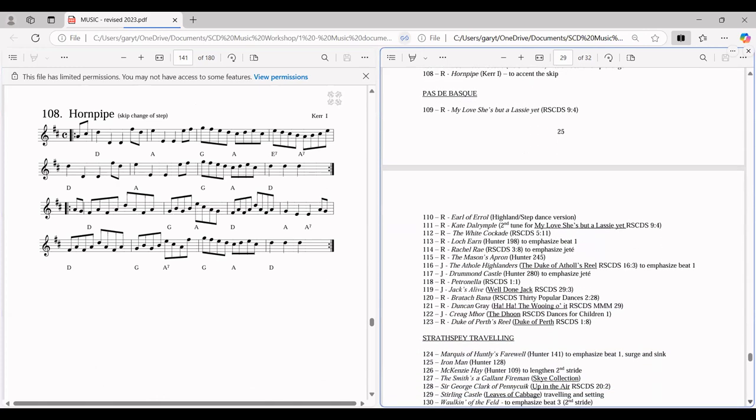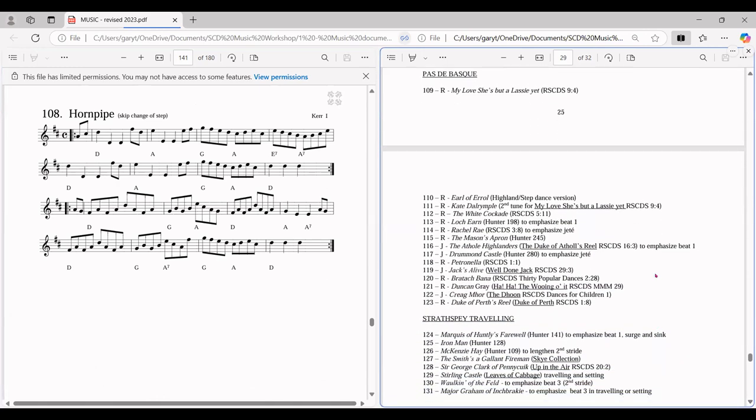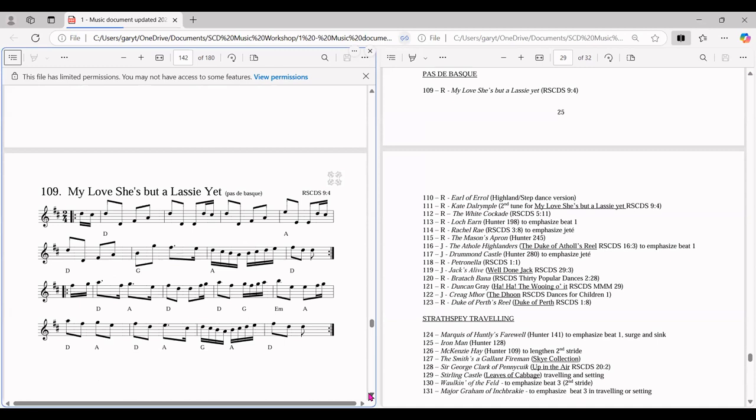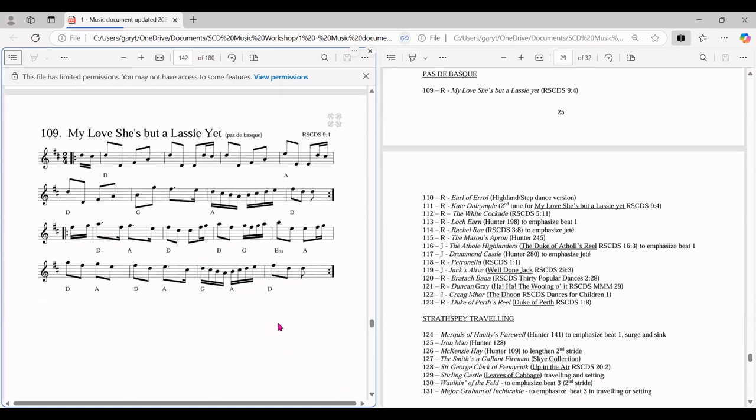Continuing with pas de basque and purposes. My Love, She's But a Lassie Yet, which you heard earlier, 109. We'll hear 8 bars of that, and just imagine your pas de basque to that. Ready, and. Spring, beat, beat, spring, beat, beat, spring, beat, beat.